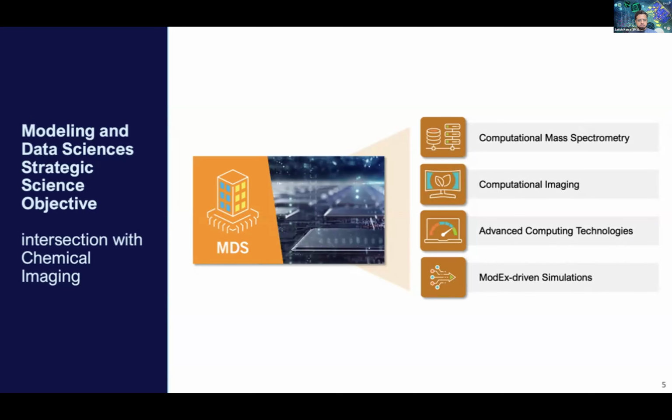So each of the EMSL science areas has a strategic objective that they steward, and for CAM, that is modeling and data sciences. And this really intersects nicely with the topic of this workshop, in that one of the main areas of focus is computational imaging. We also focus on computational mass spectrometry, advanced computing technologies, as well as MODEX-driven simulations. And this, if you're not familiar with the term MODEX, is simply the interplay between experiments, modeling, and driving the next round of experimentation. Next slide, please.